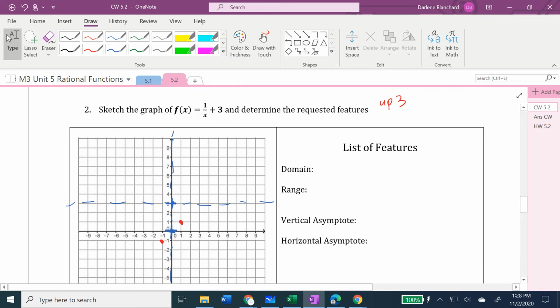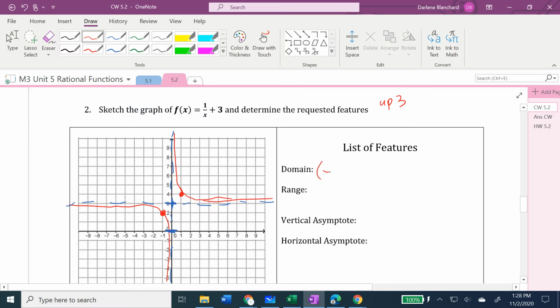And then I can take the 2 points that I know the parent graph starts with, move them up 3 units. And then I'm going to erase the other 2. And then just do the best I can with trying to draw. And there we go.